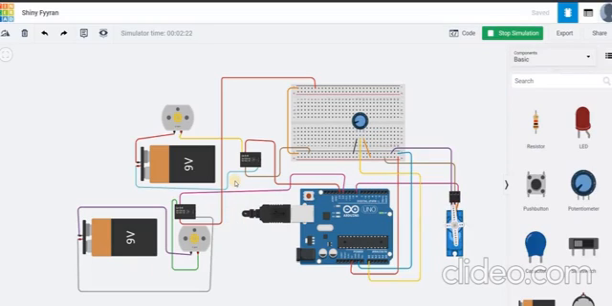Here if I start the simulation, you can observe that if the potentiometer output is greater than 512, then the servo motor will rotate more than 90 degrees, and if the potentiometer output is less than 512, then the servo motor will rotate only up to 90 degrees. Here in this case it is less than 512. You can observe that the servo motor will rotate only up to 90 degrees. And if I make it greater than 512, then we can observe that the servo motor will rotate more than 90 degrees.